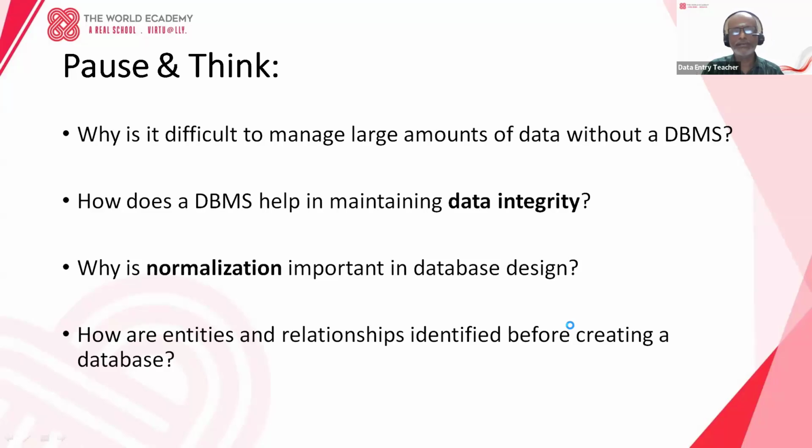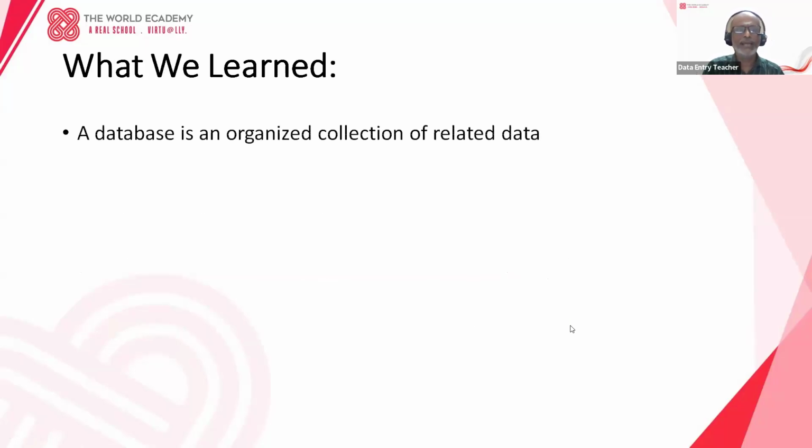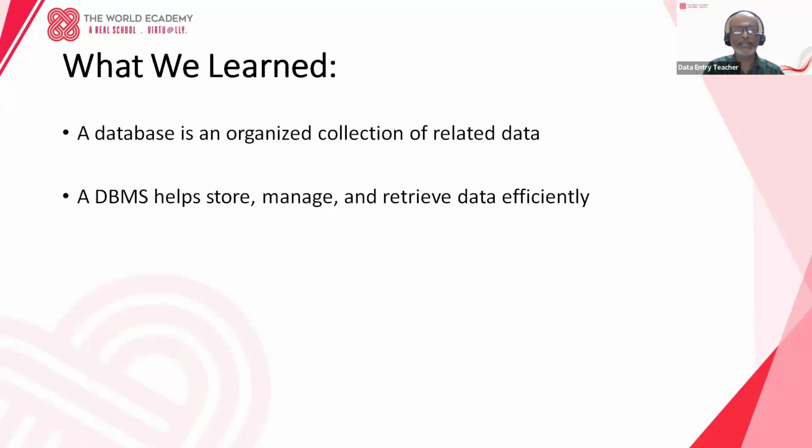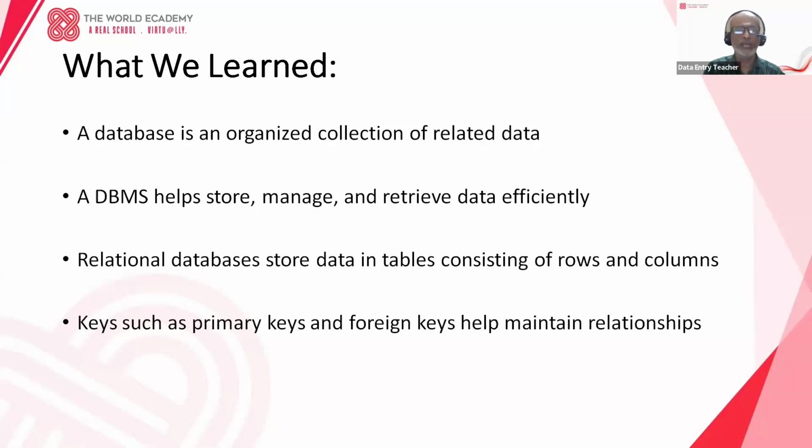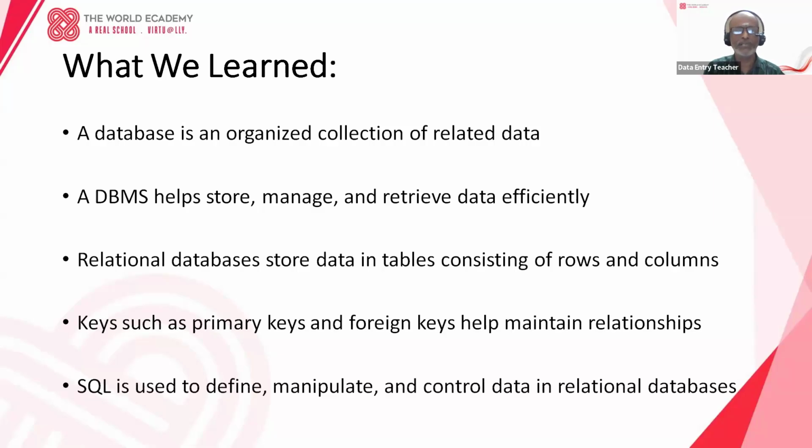All right. So what we have learned: a database is an organized collection of related data. A DBMS helps store, manage, and retrieve data efficiently. A relational database stores data in tables consisting of rows and columns, which we saw now. Keys such as primary keys and foreign keys help maintain relationships. SQL is used to define, manipulate, and control data in relational databases. These are all we have seen, right?